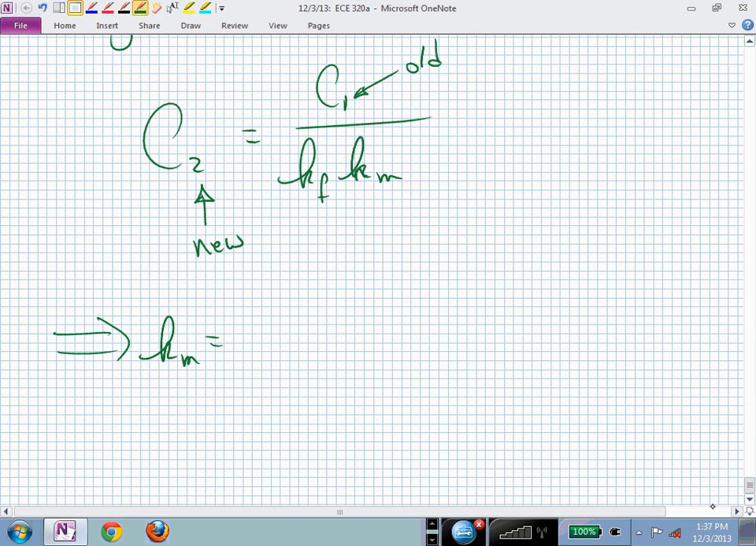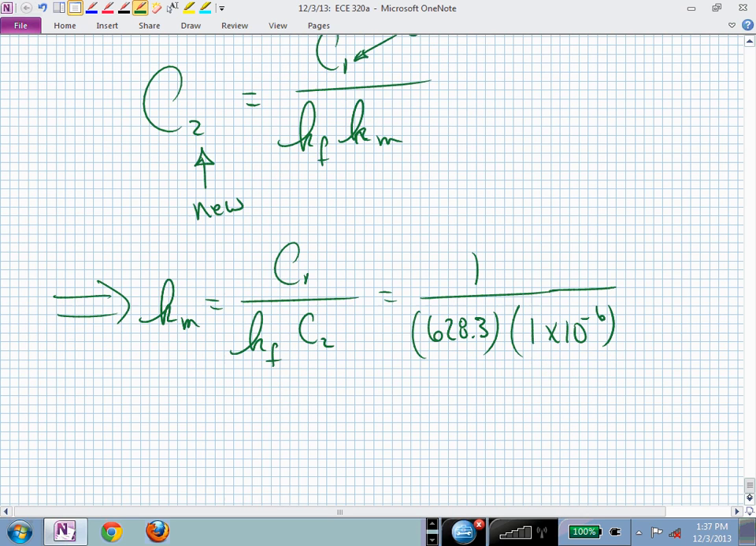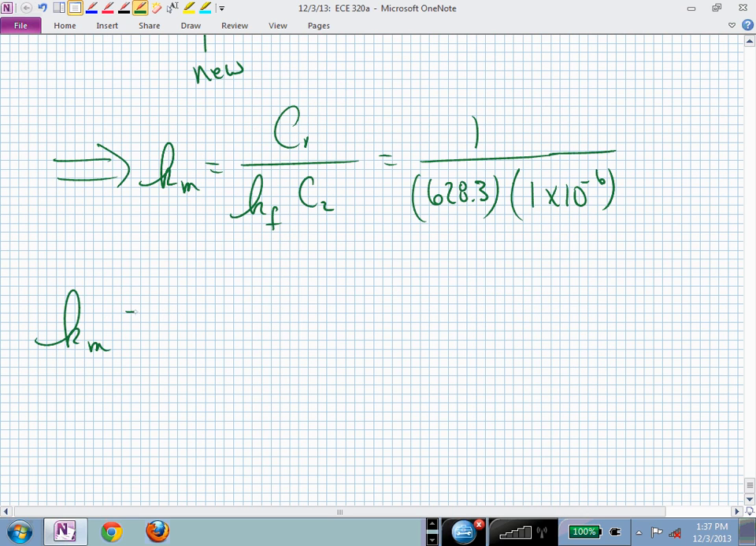K sub m is now going to equal C1 over K sub f C sub 2. Or that's 1. That was 1 farad for C sub 1. K sub f was our 628.3. That was our frequency scaling. And C sub 2 that we said we wanted to use was 1 microfarad. And now we know that K sub m is that particular product, which is going to be 1,591.6.